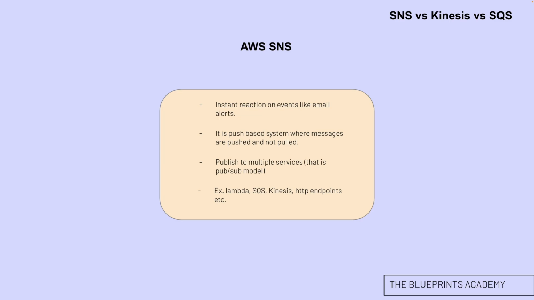So AWS SNS is very different compared to SQS and Kinesis. SQS and Kinesis are somewhat related in terms of how they manage the events, but still they have a clear reason why they are built differently and where we should use what.